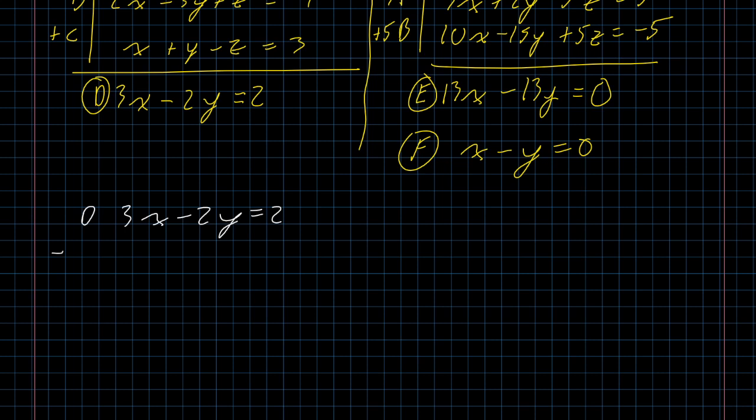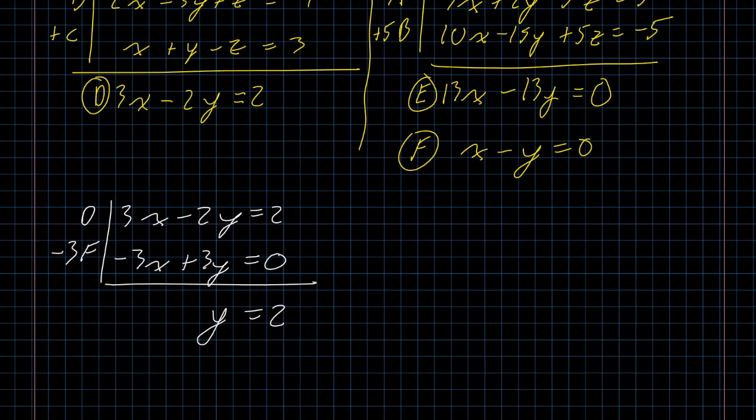So I'm going to subtract 3 times equation F. That's going to be minus 3x plus 3y equals 0. When I add these equations together, 3x minus 3x is 0, minus 2y plus 3y is 1y, or just y, and 2 plus 0 is 2. I get that y is equal to 2.